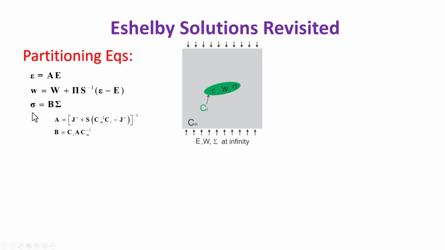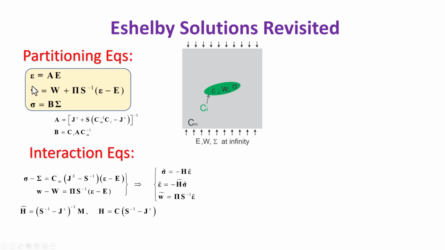Lowercase symbols represent the partitioned fields. Equivalent uppercase symbols represent macro-scale fields. Pi and S are Eshelby tensors. A and B are strain rate partitioning tensor and stress partitioning tensor. These three partitioning equations are fundamental in micromechanics.